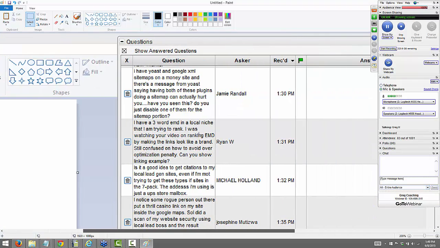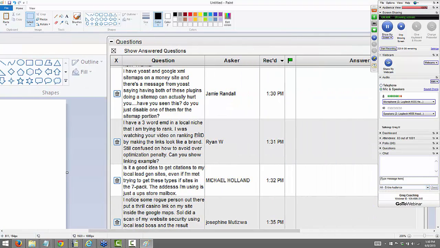Alright, I have Yoast and Google XML Sitemaps on a money site, and there's a message from Yoast saying that having both of these plugins doing sitemaps can actually hurt you. Have you seen this? Do you just disable one of them for the sitemap portion? I haven't even really been using Google XML Sitemaps lately. I've just been letting Yoast do that, but I do have sites where I have both of them, and I just ignored that message, Jamie. I don't know if that's the right move or not, but I just ignored it, and everything worked fine. But lately I haven't even really been using Google XML Sitemaps. I've just been using Yoast. So you'd probably be fine just deactivating Google XML Sitemaps.